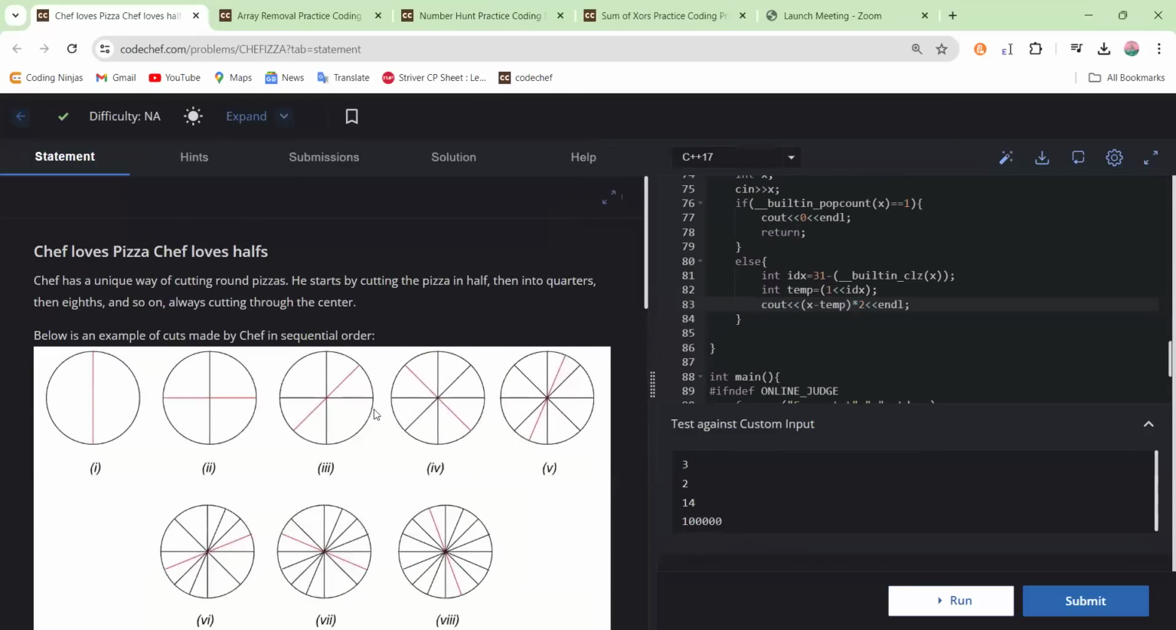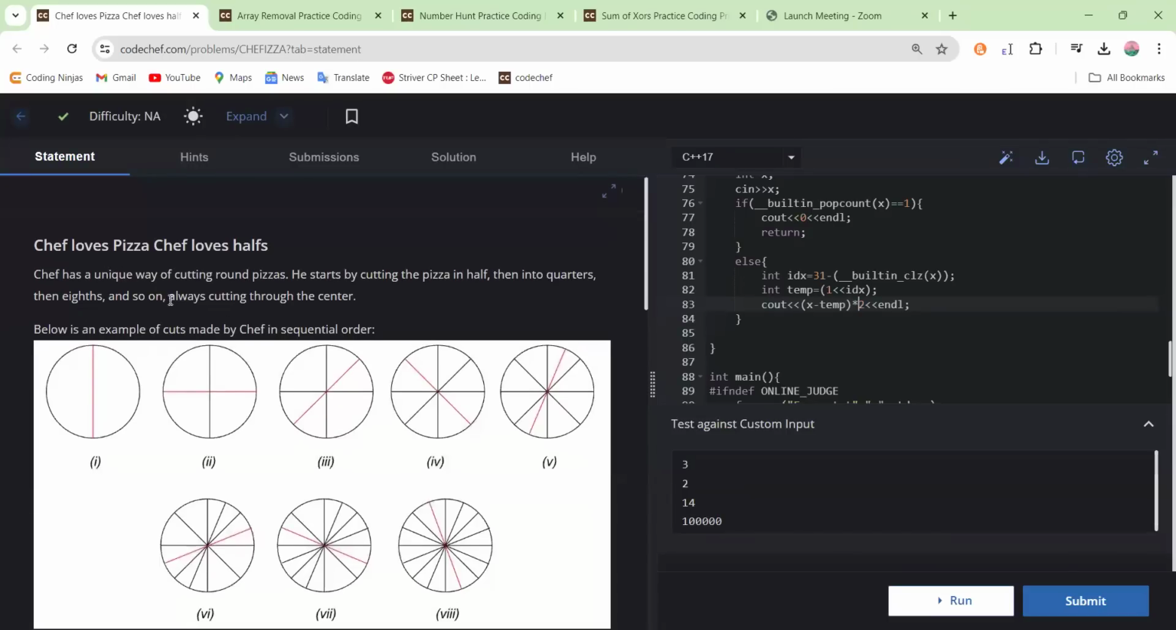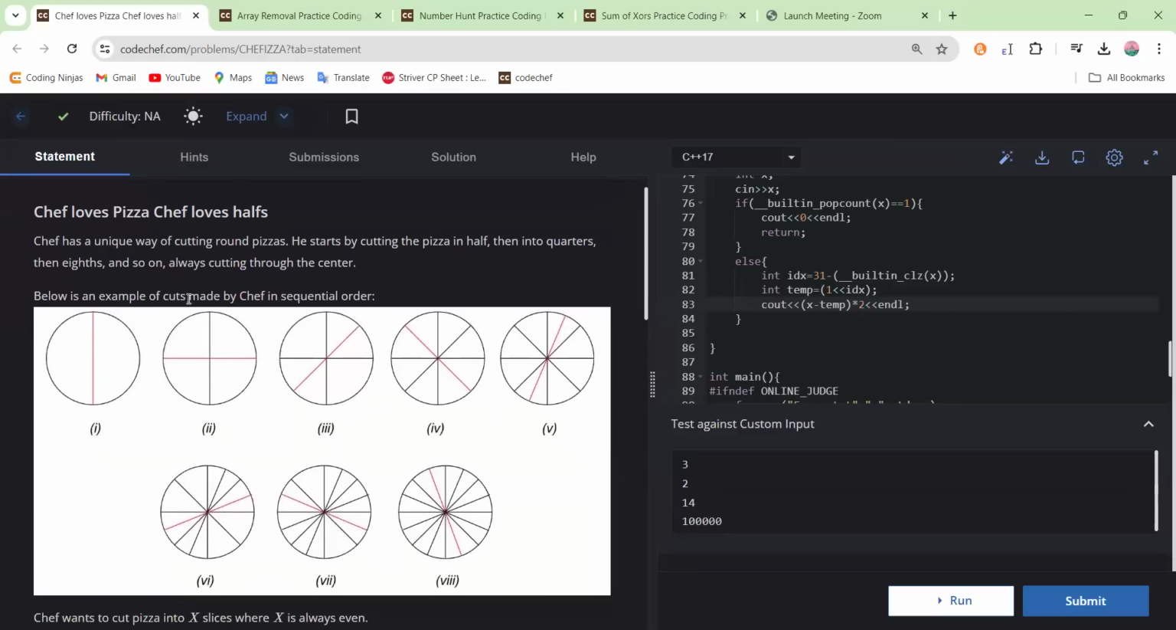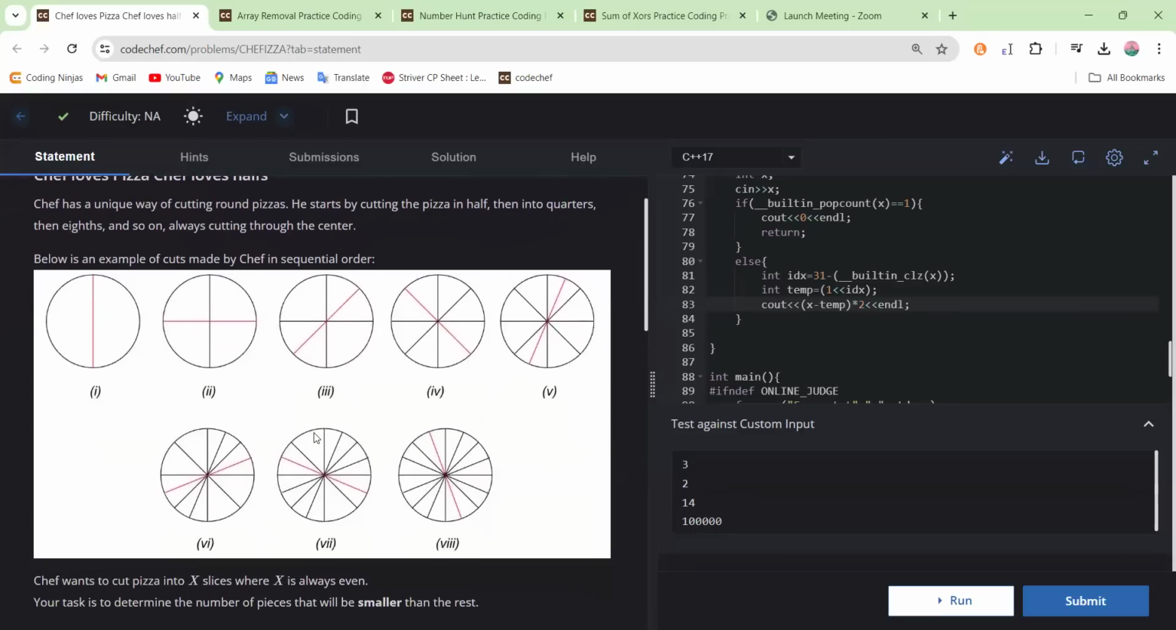So that's the first question. The name of the question is Chef loves pizza, Chef loves halves. Chef has a unique way of cutting round pizzas. He starts by cutting the pizza in half, then into quarters, then eighths, and so on, always cutting through the center. Below is an example of cuts made by Chef in sequential order.